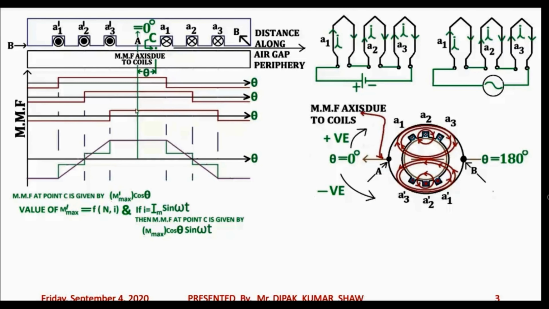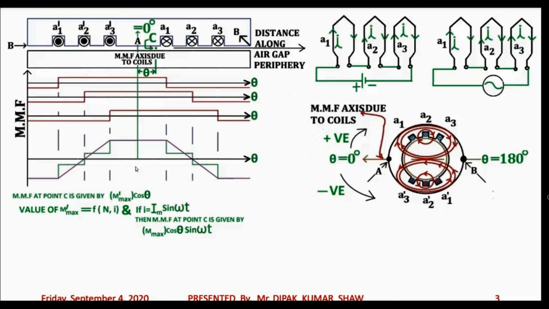So it will have a positive peak. You may follow the mouse pointer, please. This is the axis which is written here as the MMF axis due to the coils. Along this axis, the positive peak of the sinusoidal MMF wave will happen, and obviously along this axis it will have a negative peak. Please follow the mouse pointer. It will have a negative peak along this axis, whereas it will have a positive peak along this axis.